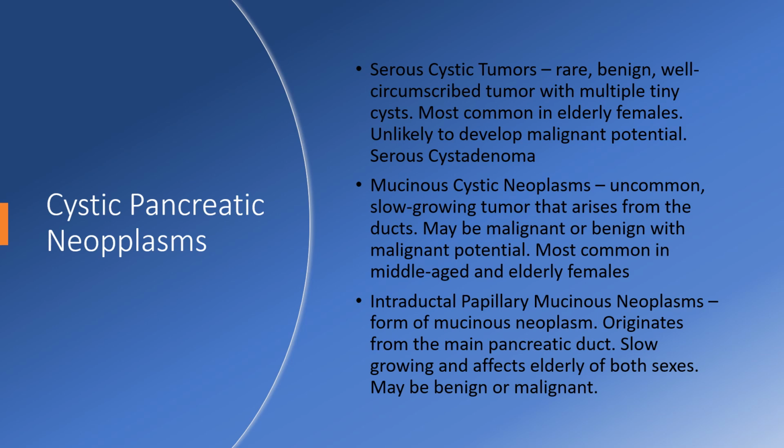All right, and then intraductal papillary mucinous neoplasms. These are a form of mucinous neoplasm that originate again from the main pancreatic duct, which everybody remembers is called the duct of Wirsung. They're slow growing. They do affect the elderly of both sexes, and they can be benign or malignant.